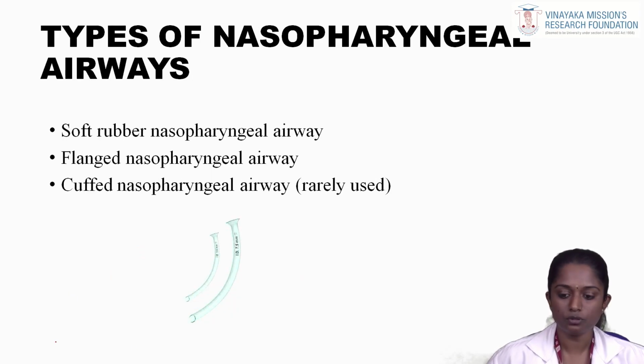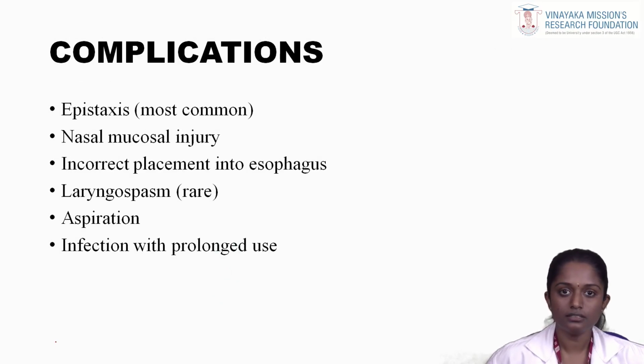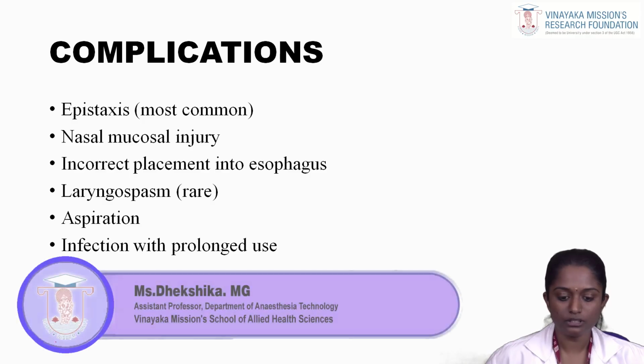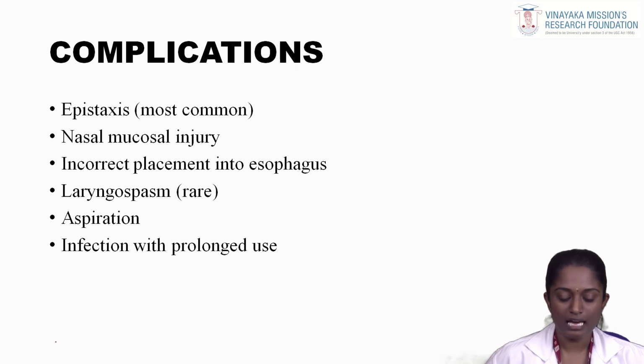Next we will see types of nasopharyngeal airway. We have 3 types: soft rubber nasopharyngeal airway, flanged nasopharyngeal airway, and cuffed nasopharyngeal airway. Cuffed nasopharyngeal airway is rarely used. Now we are using the soft rubber nasopharyngeal airway. Complications of using nasopharyngeal airway will be epistaxis, which is the most common complication. Next is nasal mucosal injury, incorrect placement into the esophagus, laryngospasm, aspiration, and infection with prolonged use.